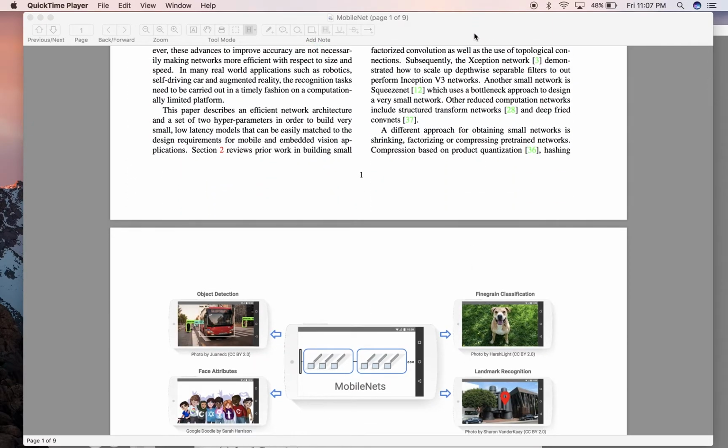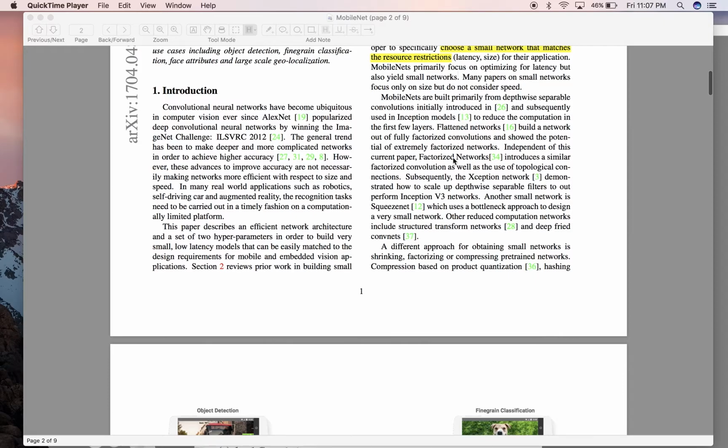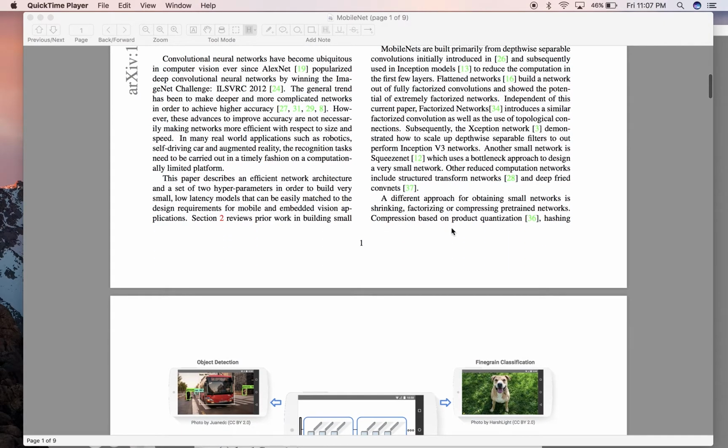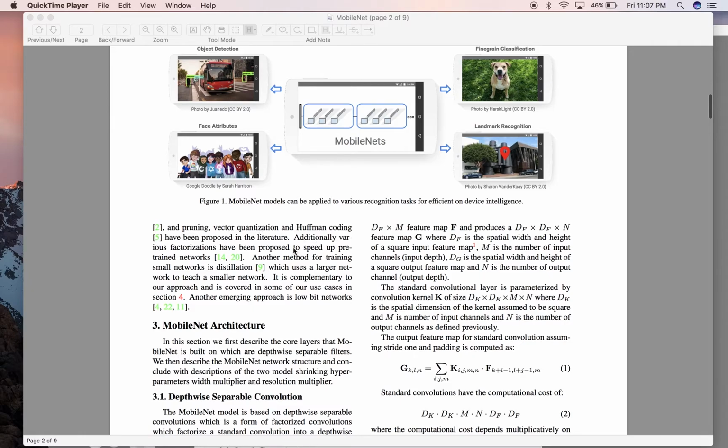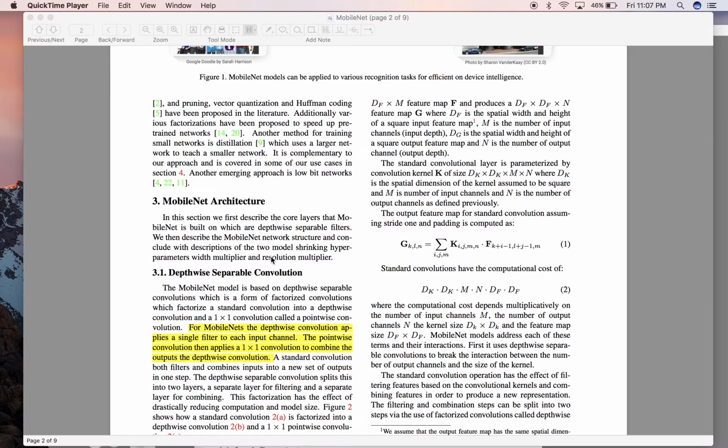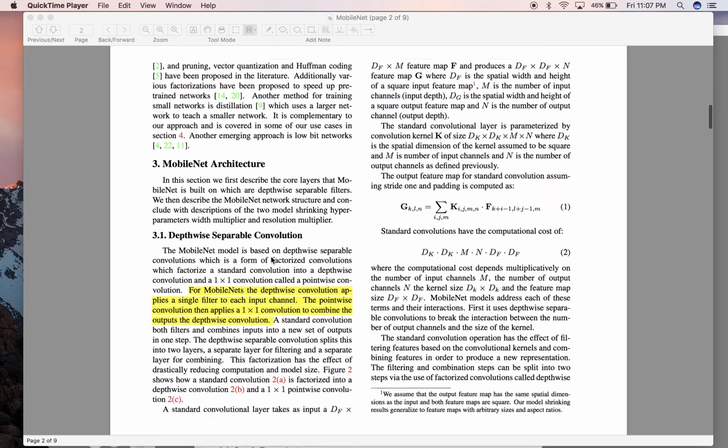And so here he just goes over some of the history that's been done in this, and he also says that there are other methods of optimization such as quantization, hashing, pruning, etc. But he doesn't go into those in this paper. So finally, let's get into the MobileNet architecture.